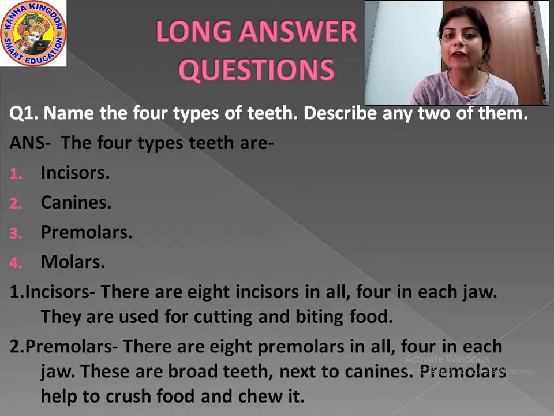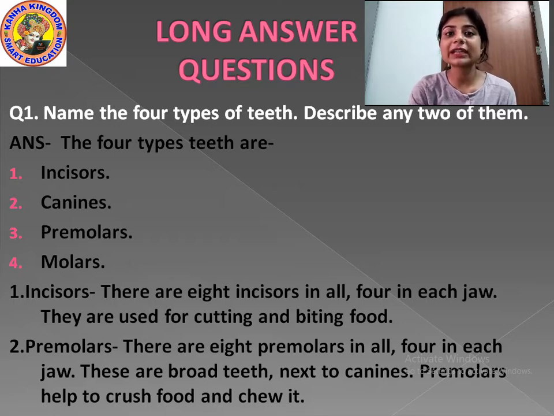4 in the upper jaw and 4 in the lower jaw. Okay, after the canines, there is premolars. First incisors, then canines, then comes the premolars. And premolars are 8 in number. Okay, there are 8 premolars in all, 4 in each jaw.